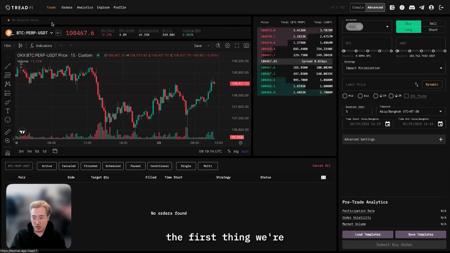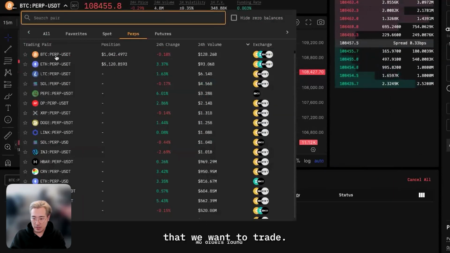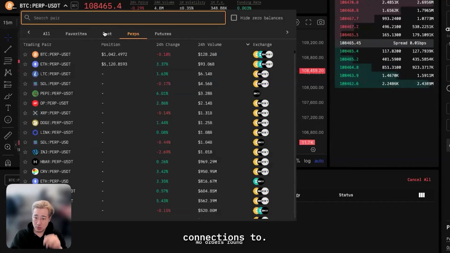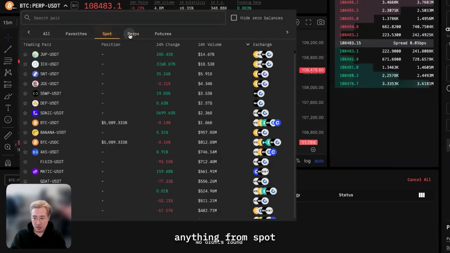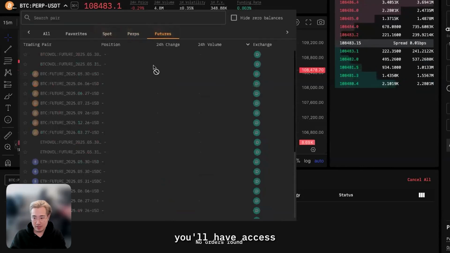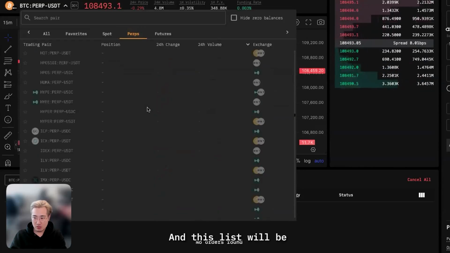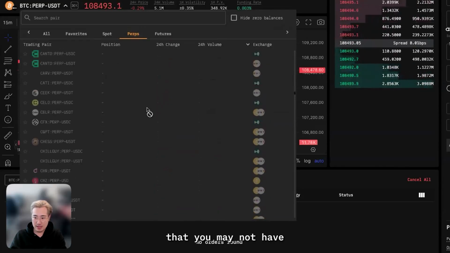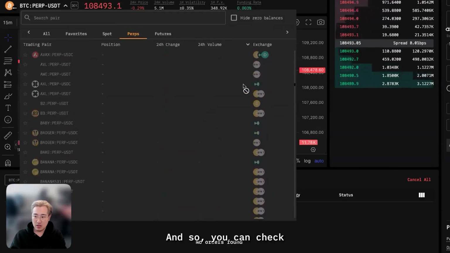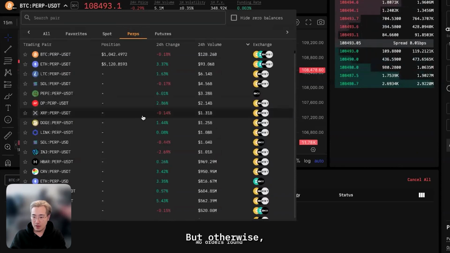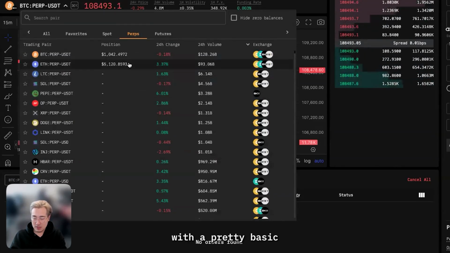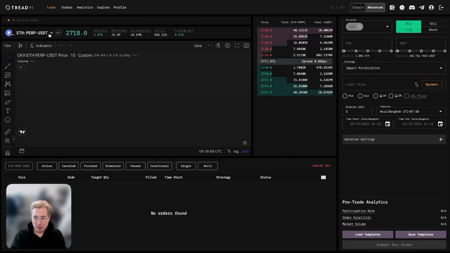And so the first thing we're going to do is actually select the pair that we want to trade. So on the TreadFi platform, you can pretty much trade every pair that's available on the exchanges that you have connections to. And so anything from spot to perps to dated futures, you'll have access. Dated futures, you won't have access on this. You have Deribit, but otherwise for perps in this list will be everything that's listed on OKX. And even for the names that you may not have access to, we do list it. And so you can check which exchanges you might need to connect in order to get access to those tokens. But otherwise, let's start off with a pretty basic ETH trade, ETH perp on OKX.